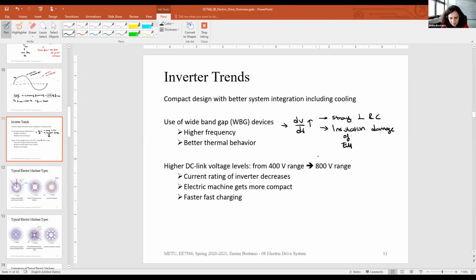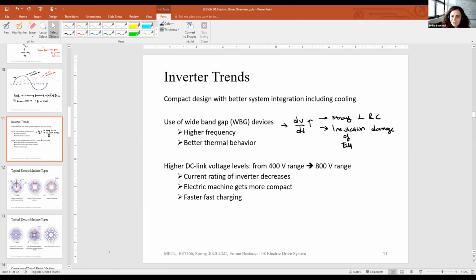The other trend is the use of higher DC link voltages. Currently, almost all the vehicles have DC link voltage levels around 400 volts. And now there's a trend to have a higher voltage, around 800 volts. The 800 volt is going to be good for the inverter because then the inverter rating current is going to decrease. Of course, its voltage rating has to increase.